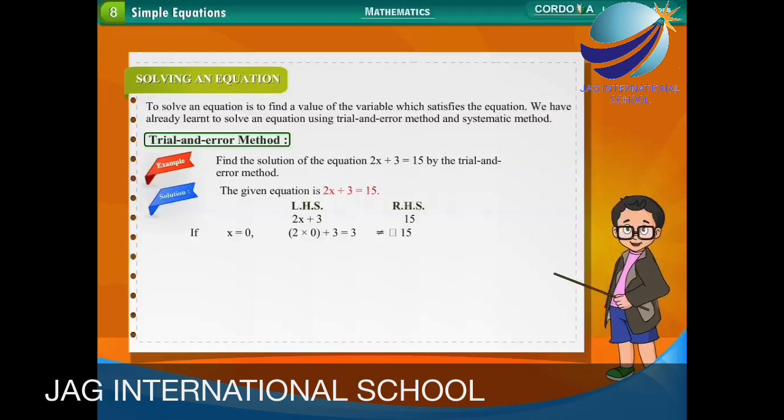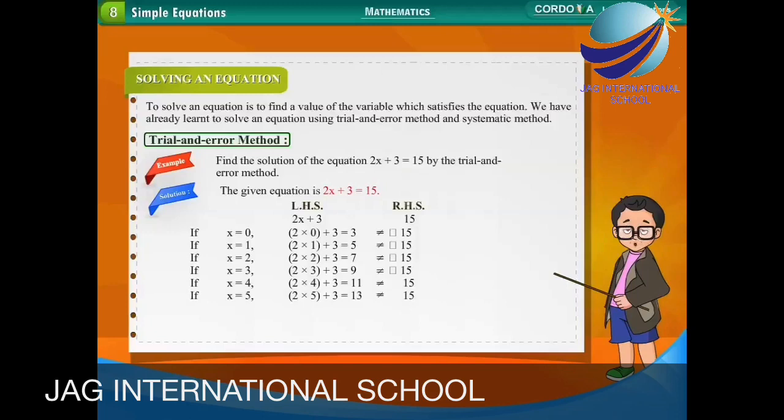If x is equal to 0, 2 into 0 plus 3 is equal to 3, not equal to 15. If x is equal to 1, 2 into 1 plus 3 is equal to 5, not equal to 15. If x is equal to 2, 2 into 2 plus 3 is equal to 7, not equal to 15. If x is equal to 3, 9, not equal to 15. If x is equal to 4, 11, not equal to 15. If x is equal to 5, 13, not equal to 15.